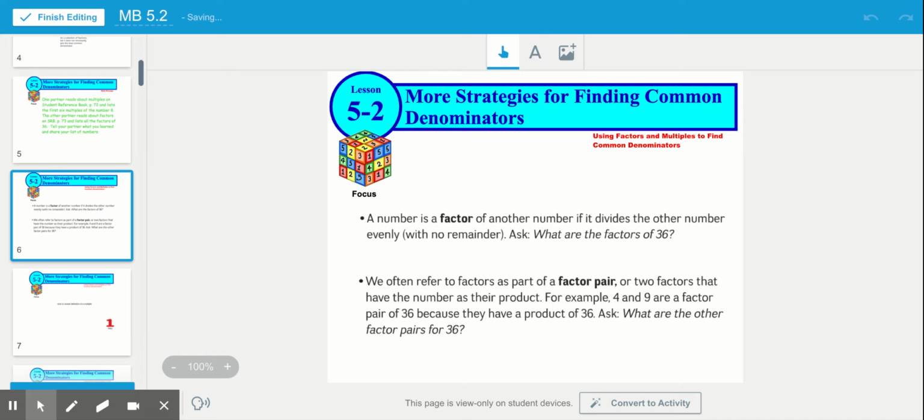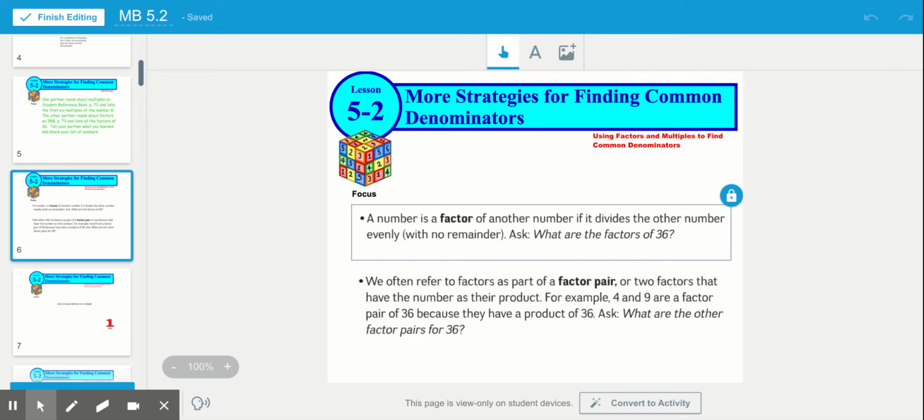Some more information about factors and multiples. You can see here, a number is a factor, you can see that word in bold here, of another number if it divides the other number evenly. There's no remainders. So you have to ask yourself, what are the factors of 36? What numbers will divide 36 evenly? I know 1 and 36 will. And since 36 is an even number, we might ask ourselves, can 2 go into 36 evenly? If the answer is yes, then it is a factor. Can 3 go in evenly?